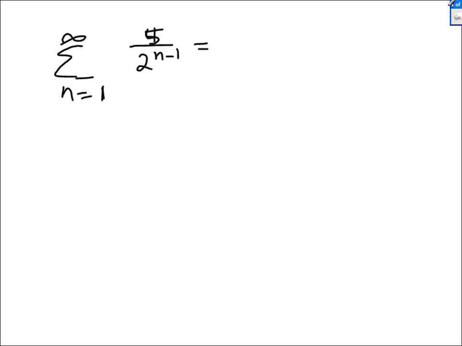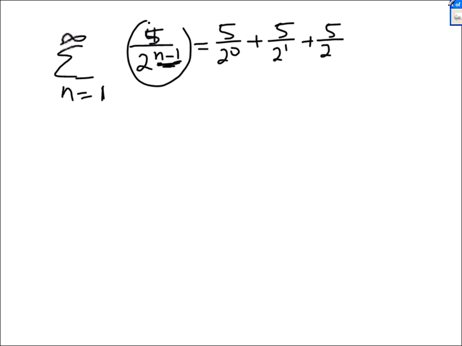Well, first n is 1. 1 minus 1 is 0. You get 5 over 2 to the 0 plus, now n is 2. 2 minus 1 is 1. And now n is 3. 3 minus 1 is 2. You get 5 over 2 squared. And if you start seeing the pattern, 5 over 2 to the 3, 5 over 2 to the 4, and so on.